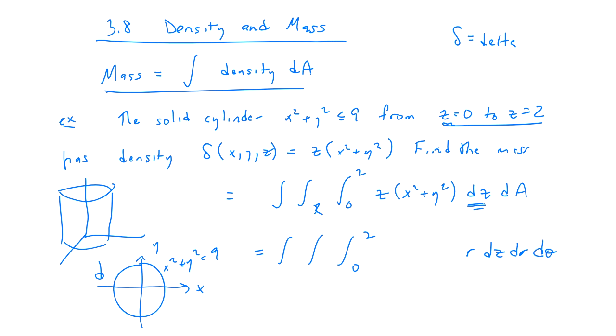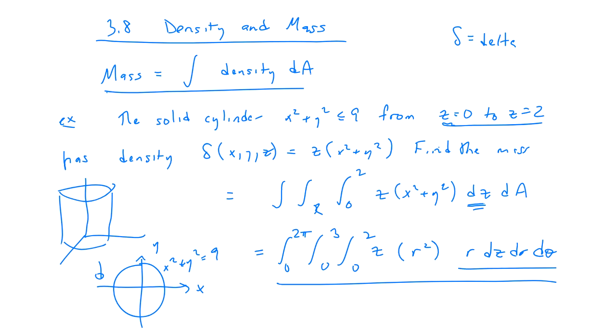What are the limits for r? 0 to 3. And the limits for theta will be 0 to 2 pi. Z we're not changing. What does x squared plus y squared become? R squared. And so that would be our integral. So you can see, for cylinders, cylindrical coordinates is again going to give us something easy where all the limits are constants. So officially, this is cylindrical coordinates.